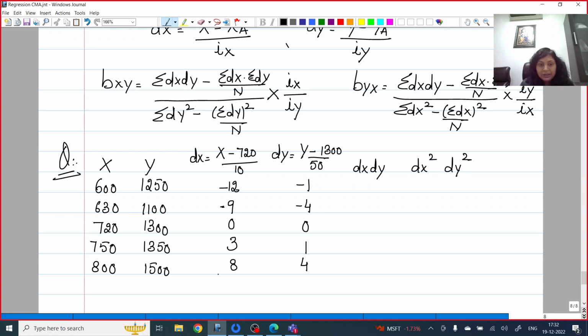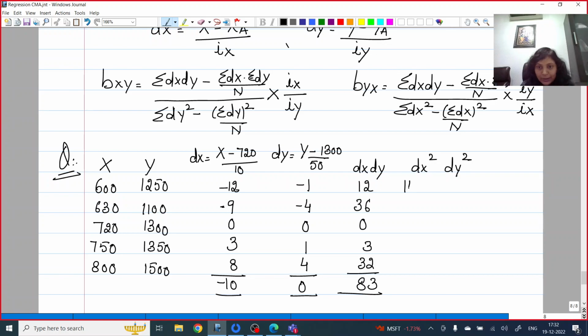So summation dx is minus 21 plus 11, this is minus 10. This is 0, that means our y mean is 1300. Summation dx dy: 12, 36, 0, 3 and 32. So this will be 83.